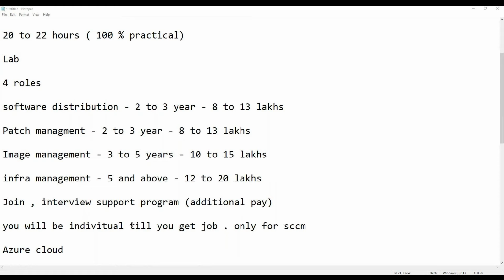How much does it cost, what is the additional pay apart from the SCCM? Those things, the institute will tell you. I will not be handling any money from you guys. It's completely the institute. They'll pay me, and they will be telling you all the details.